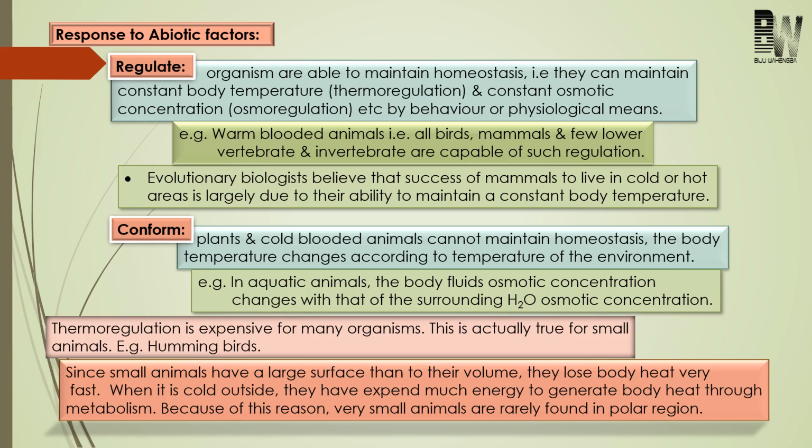Small animals have a large surface area in comparison to their volume. So when the outside temperature is cold, then definitely this animal will lose body heat very fast, and thus they have to expend more energy to generate body heat. On the other side, the production of energy will also depend on the volume. So as the surface area is larger than the volume, definitely the energy produced may not be sufficient to generate body heat. Because of this, small animals are not found in polar regions.